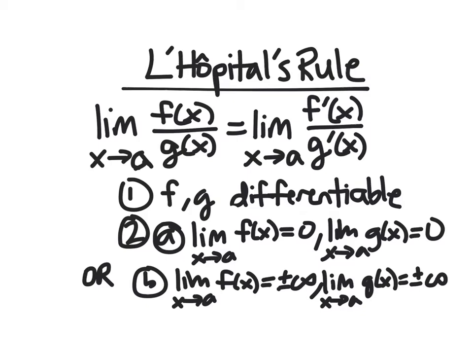Either we're in the 0 over 0 form, so both the numerator and denominator go to 0 as x goes to A, or they both go to one of the infinities. And you can have different ones, so infinity over minus infinity is perfectly fine. Okay, so L'Hopital's rule only applies if these things are satisfied.